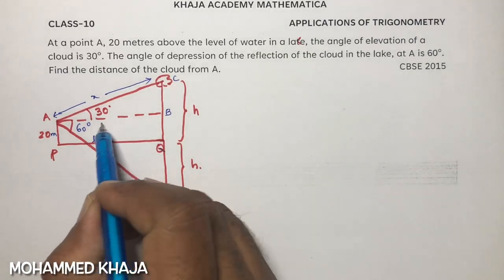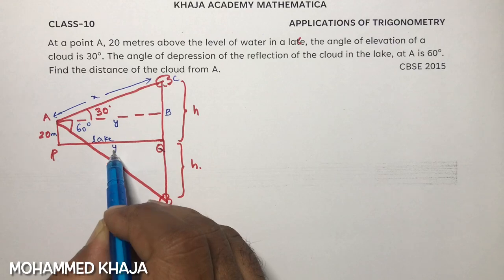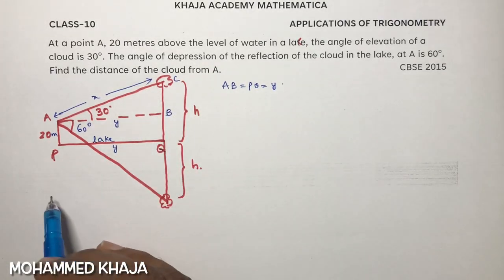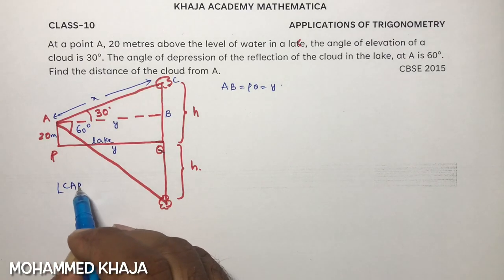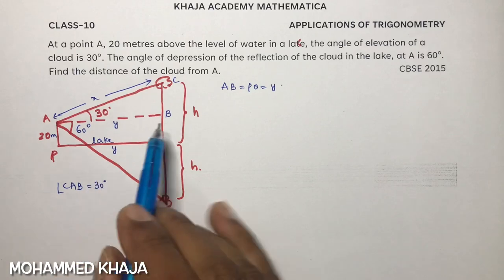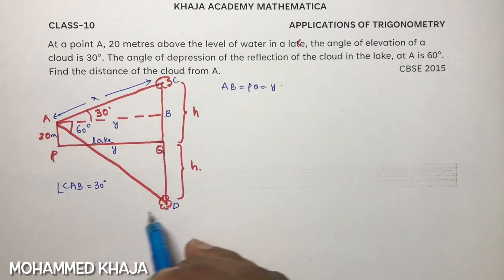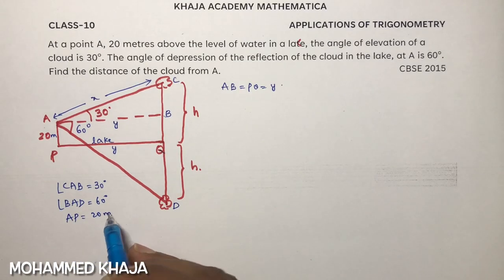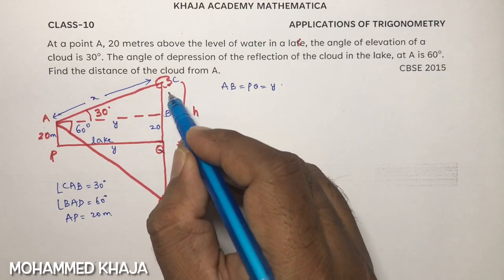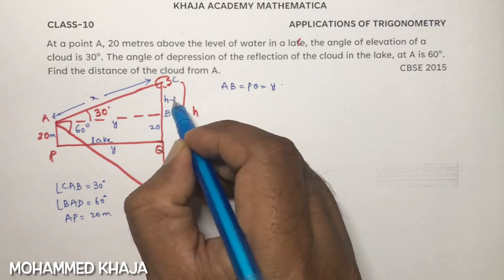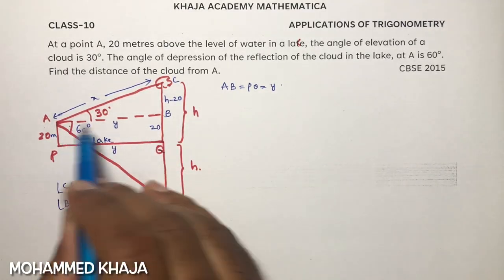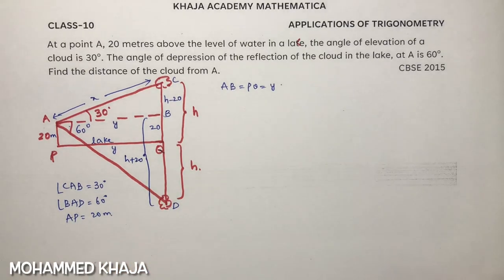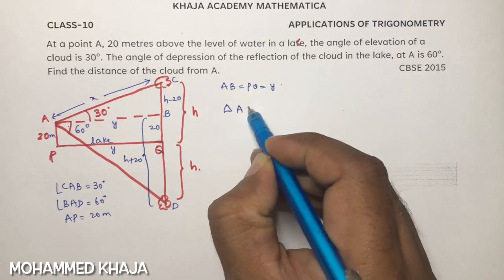So first see here, this AB, I'll consider it as Y. Horizontal distance, I'll consider it as Y. AB equals PQ equals Y. And given, angle CAB is 30 degrees. Angle BAD is 60 degrees. AP is 20 meters. So if this is 20, then this total is H. So BC will be H minus 20. And when I take 60 degrees in triangle BAD, I need BD. BD will be H plus 20.